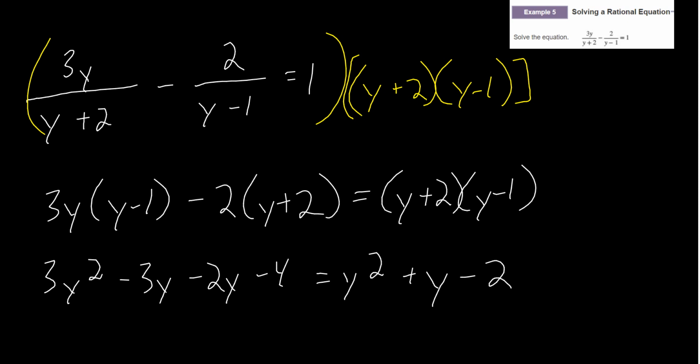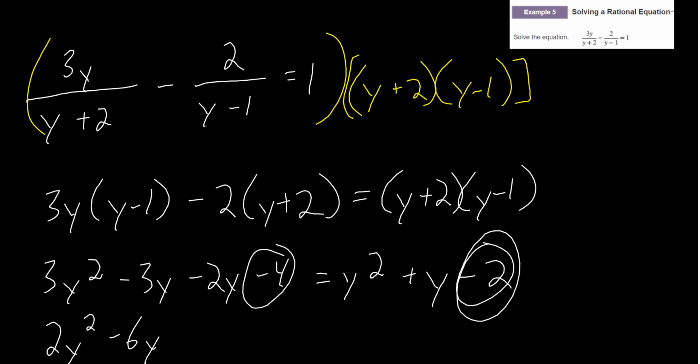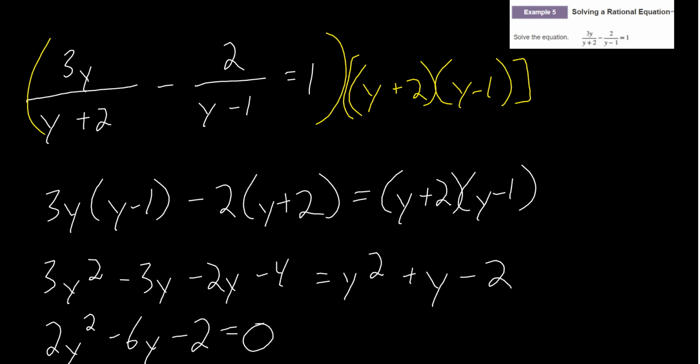We're going to move everything to the left side. We're going to subtract y squared from both sides, subtract y from both sides, and add y to both sides. So on the left side, we're subtracting a y squared, so we're going to end up with 2y squared. If we combine these like terms, we have negative 5y and then we subtract a y, so that's going to be minus 6y. Then we have a negative 4, we're going to add 2 to both sides, so we're going to end up with a minus 2. That's equal to 0. 2y squared minus 6y minus 2 is equal to 0.